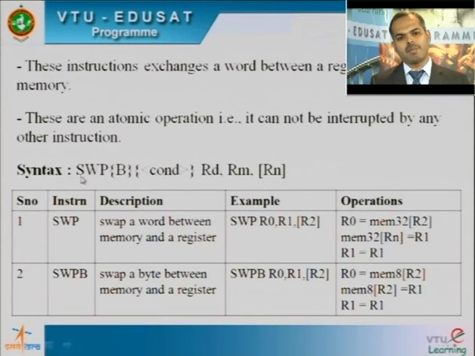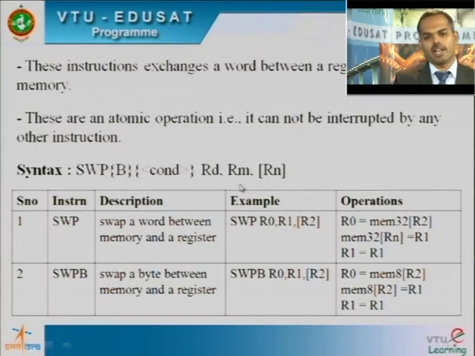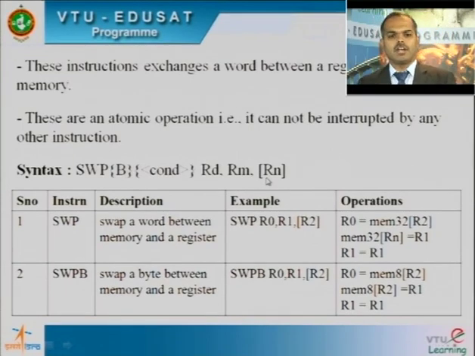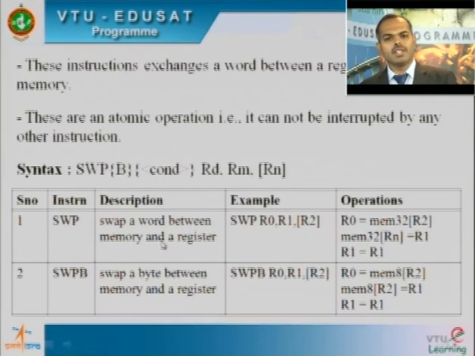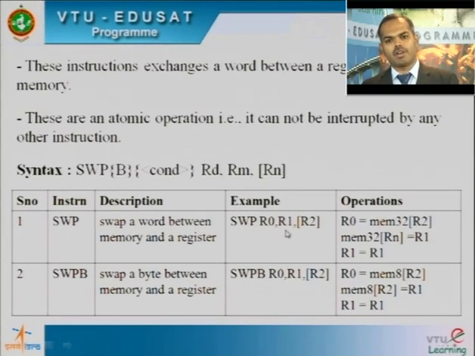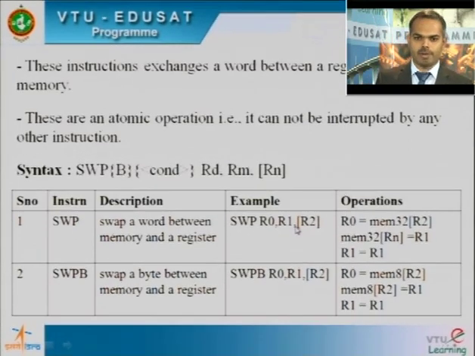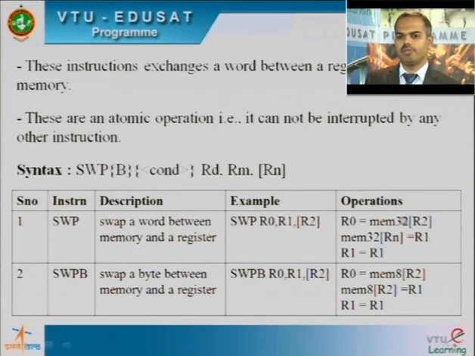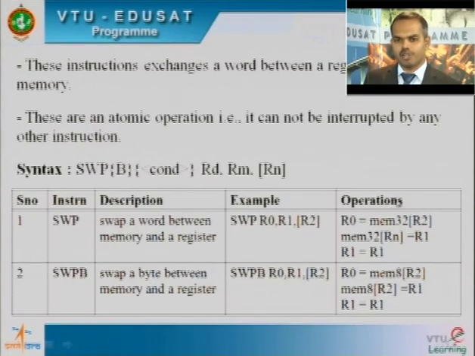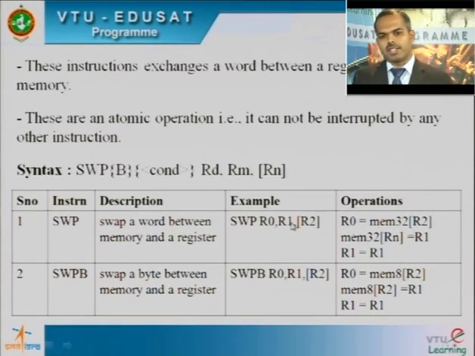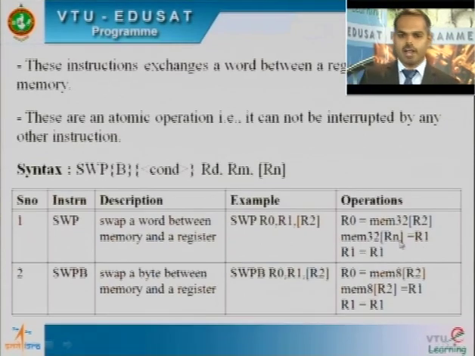The syntax for the swap is SWP, in curly brackets B, again in curly brackets a condition, then Rd, Rm, Rn. There are two instructions available in the swap. One is SWP. What is that? SWP swaps a word between memory and register. This is an example, not a syntax: SWP R0, R1, [R2]. In such a case, what happens? The memory content pointed to by R2, the 32-bit value from the base address R2, gets copied to R0, and the value of register R1 gets copied to the memory content pointed to by R2.